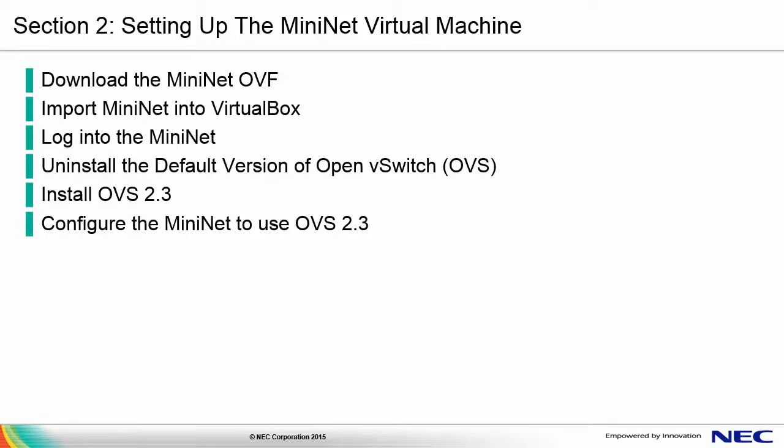Third, we'll show you how to log in to that Mininet VM. And then next, we'll show you how to uninstall the default version of Open vSwitch or OVS, which is the software controlling our OpenFlow switches. Next, we'll show you how to install OVS version 2.3, which is the recommended version from NEC to integrate with the virtual PFC or programmable flow controller for our SDN environment. And then lastly, we'll show you how to configure the Mininet VM to use OVS 2.3 by default. With that though, let's show you how to download the Mininet OVF.